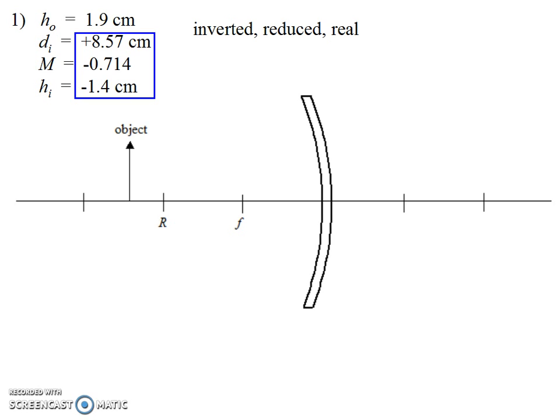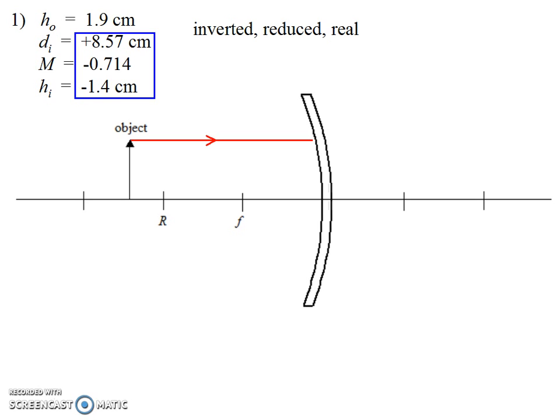Well, we don't have to go in the order I presented in the last video, but I'm just going to go in the same order so we can review that. So the first one is the parallel ray. We always start from the tip of the object. We always want to locate the image of the tip of the object. So we start here parallel to the principal axis.